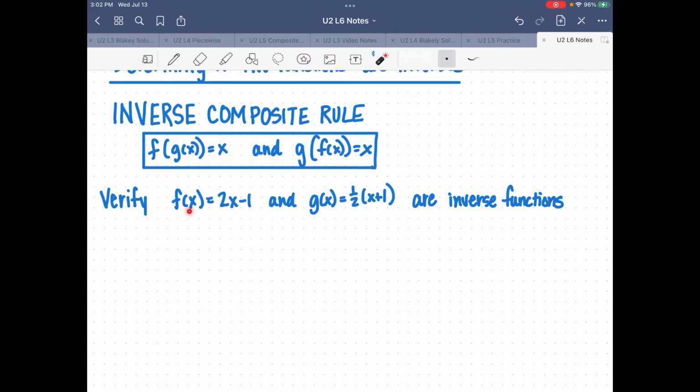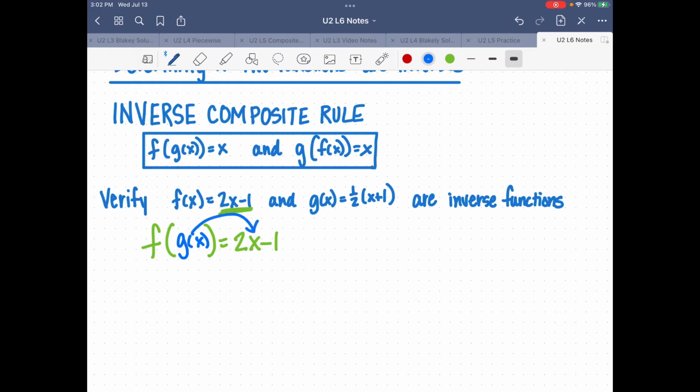So let's do f of g of x first. So we're going to use the f function. And now then we're substituting in g of x for x. So I've got f of g of x is 2 times 1/2 (x plus 1) minus 1.